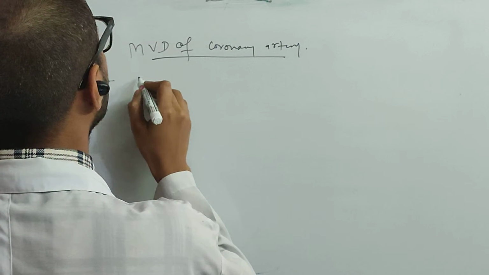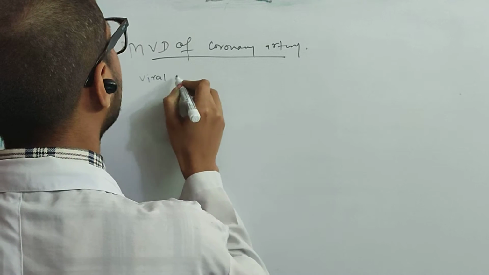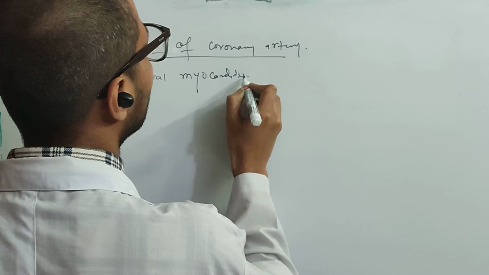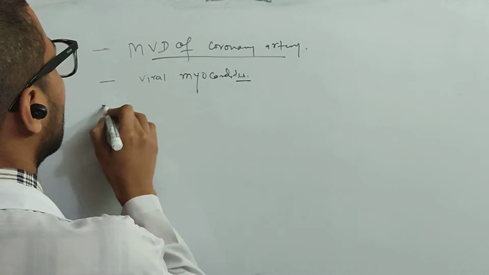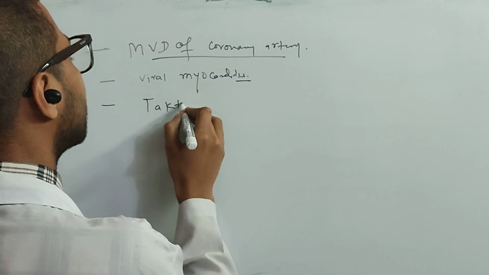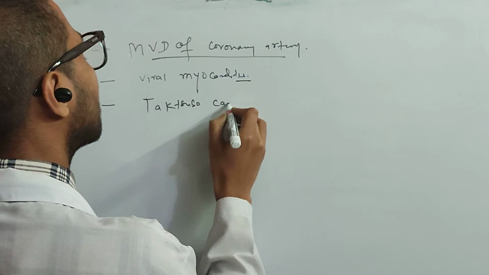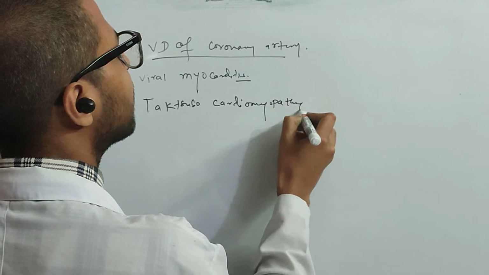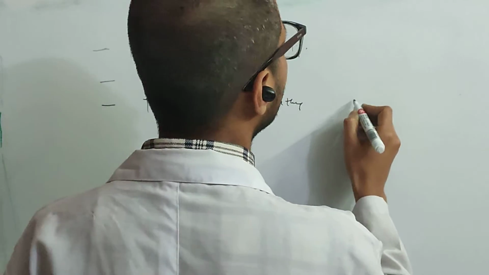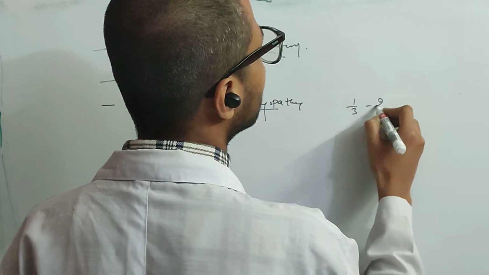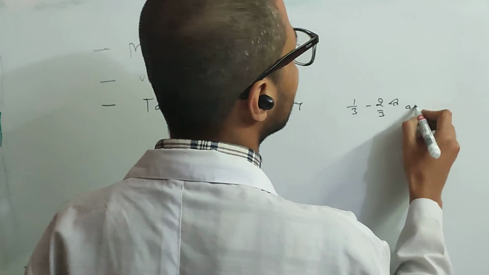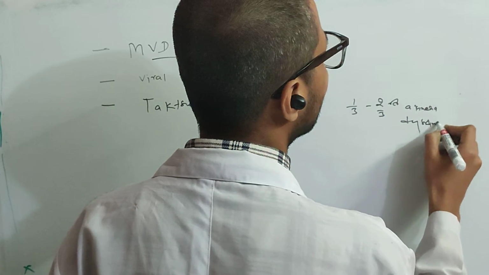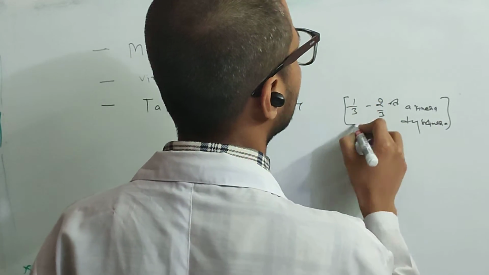Another is viral myocarditis. I already told you it accounts for one third of the causes of MINOCA. Another is Takotsubo cardiomyopathy. You may already know about this. This is ballooning of the left ventricle, apical ballooning. When there is ballooning with akinesia of one third to two thirds, or if you see dyskinesia on echocardiography, you can tell that this is Takotsubo cardiomyopathy.